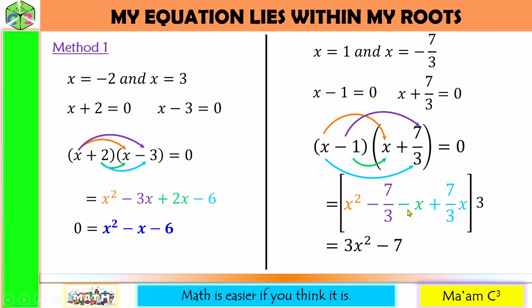3 times negative x is negative 3x. And 3 times 7 over 3 of x, 3 will simply cancel out. So I have plus 7x. Negative 3x plus 7x is positive 4x. So I have 3x squared plus 4x minus 7 equals 0. So again, this is the first method. From the roots, we were able to get the equation by converting the roots into factors.